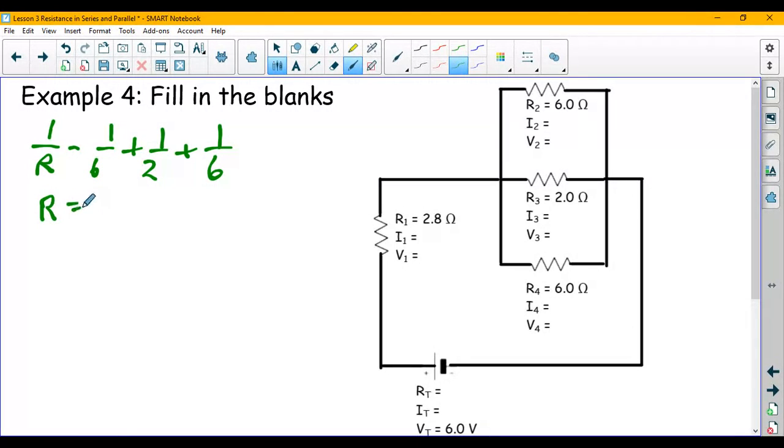So remember how I've been doing it is I'm going to type it in my calculator. I'm going to go 1 divided by 6 plus 1 divided by 2 plus 1 divided by 6, hit equals, so I get my decimal, and then invert it. So I'll invert it and I get 1.2 ohms. Very logical number because remember it should be smaller than all the individual resistances because of that reduction.